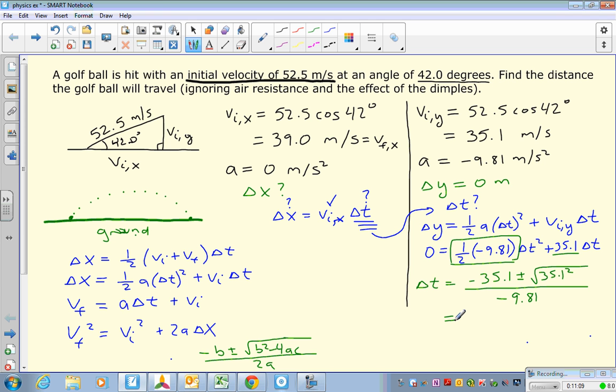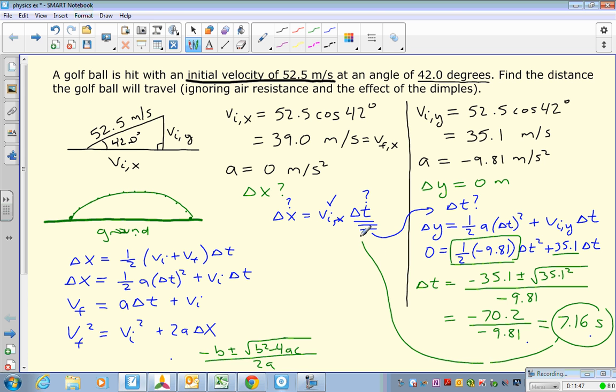Well, that's when we're hitting the ball, and we don't really care about that. So we're going to throw away that answer. And the other answer, you end up getting negative 70.2 over negative 9.81. And then calculating that using correct significant figures is 7.16 seconds. So we know that it takes approximately 7 seconds for the ball to follow this path and fall back down to the ground. So now that I have delta t, that was my short-term goal, I need to go back, plug it in up here to get delta x, which is what I was actually solving for.